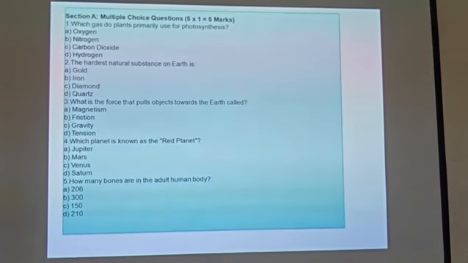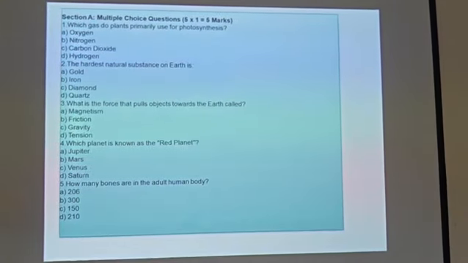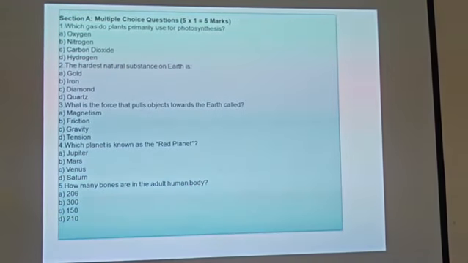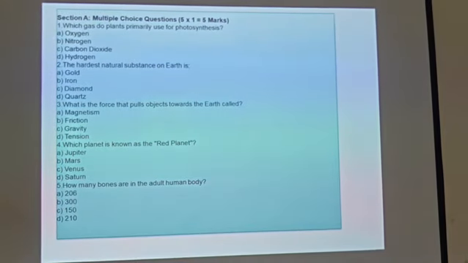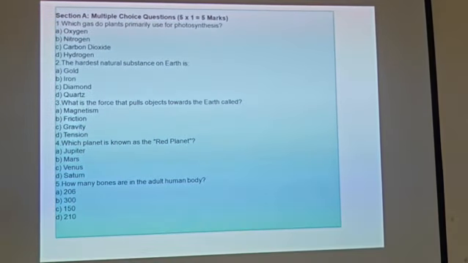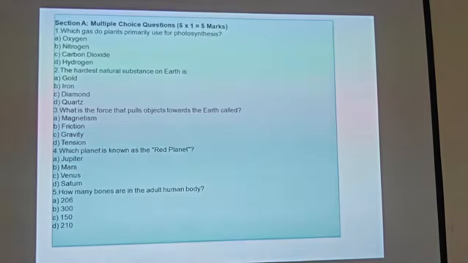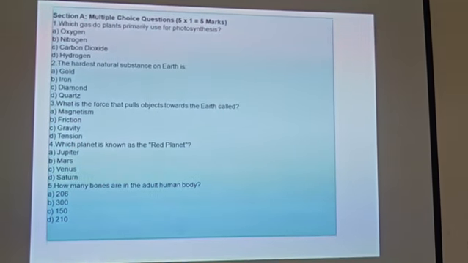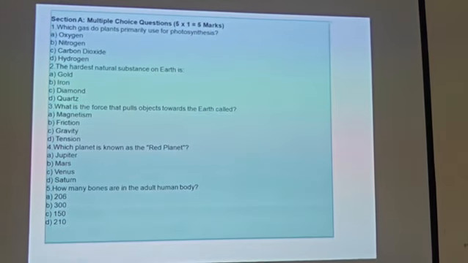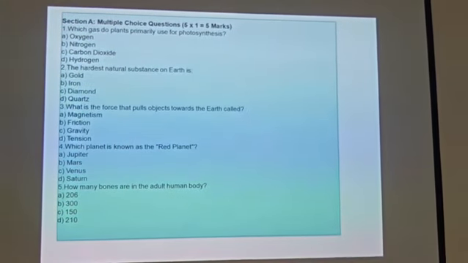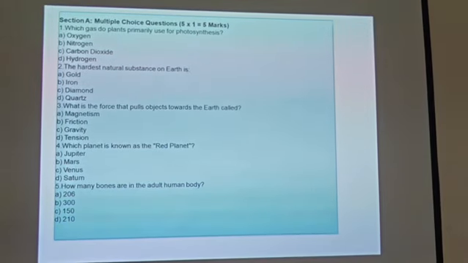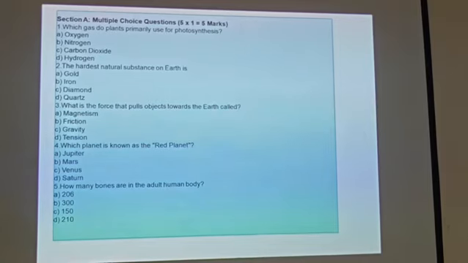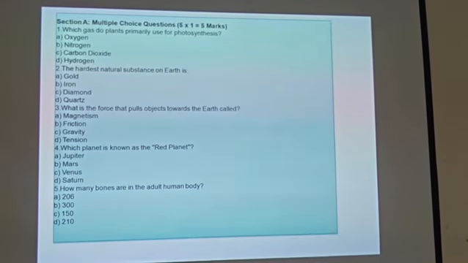First question, which gas do plants primarily use for photosynthesis? And multiple choices are given for it. Second, the hardest natural substance on earth is... You have to choose the proper answer. Such 5 questions. Third one is, what is the force that pulls objects toward the earth's core? Fourth question, which planet is known as the red planet? Fifth, how many bones are in the adult human body?